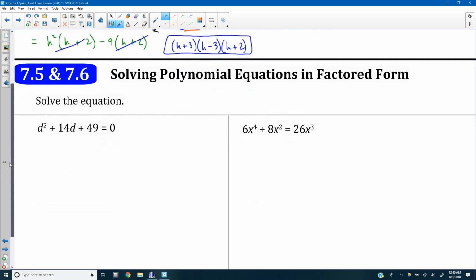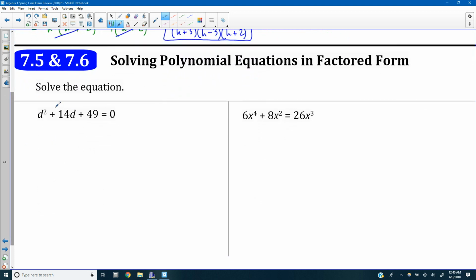Okay, solving polynomial equations in factored form. The first one right here, what we've got to do is factor this thing out. It is set equal to 0. So if we factor it into a product, then we can use the zero product property. So let's get to it.